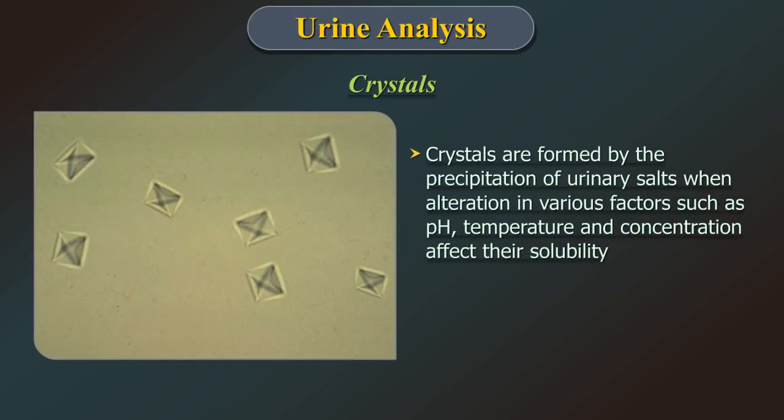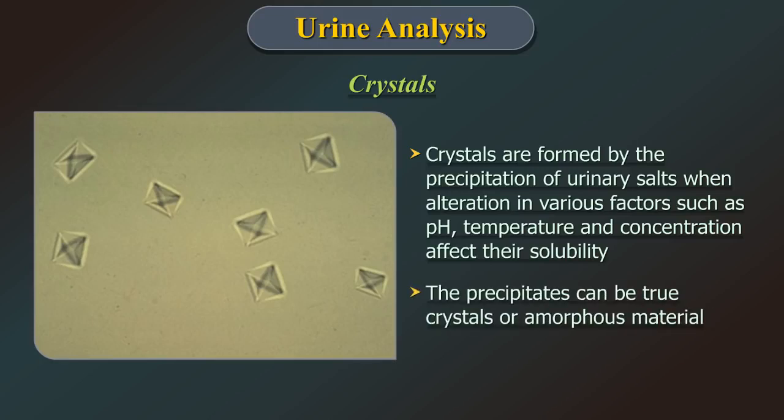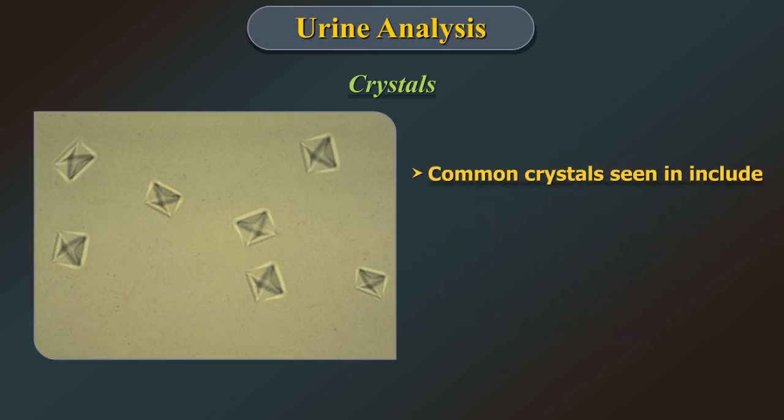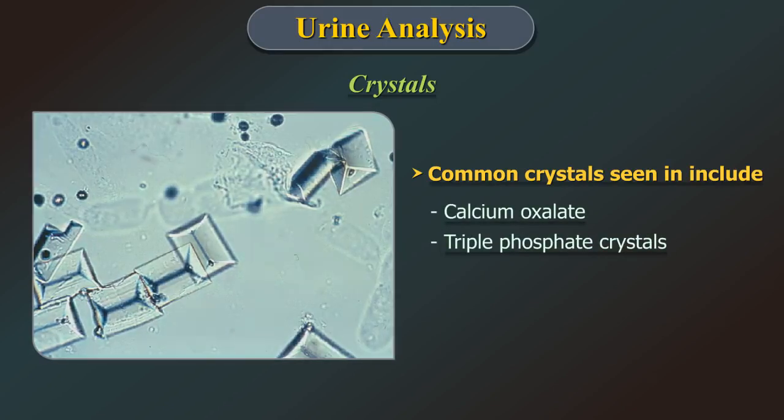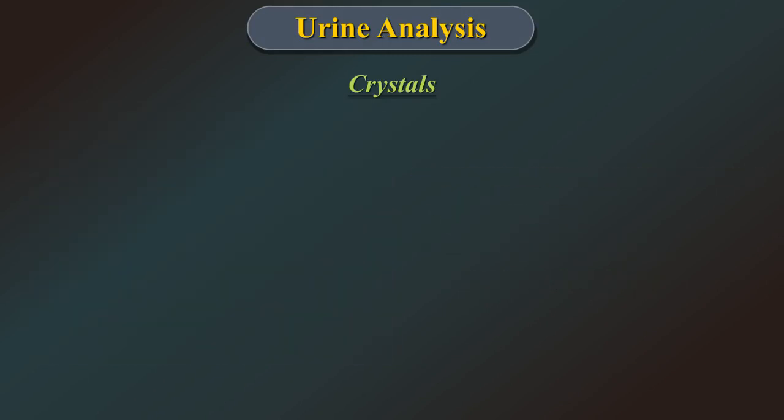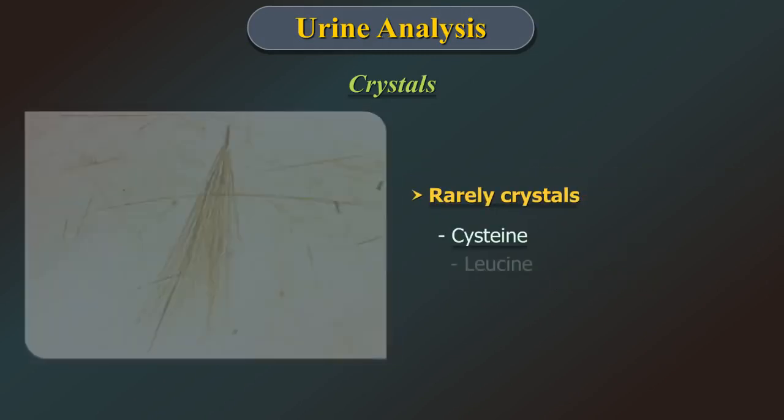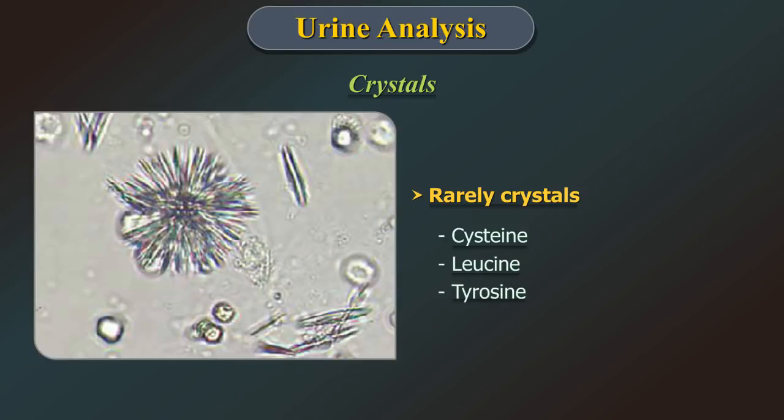Crystals. Crystals are formed by precipitation of urinary salts when alteration in various factors like pH, temperature, and concentration affect their solubility. The precipitates can be true crystals or amorphous material. Common crystals seen include calcium oxalate, triple phosphate, and amorphous phosphates. Rarely crystals of cysteine, leucine, tyrosine, which are found in special renal conditions, can be seen.